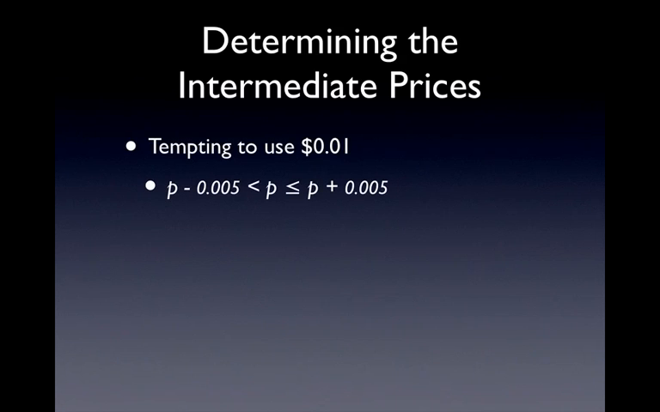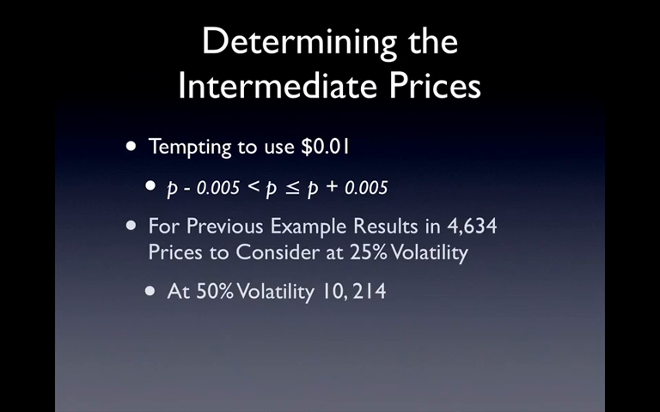Since a stock price cannot move less than 1 penny, it may be tempting to pick a small interval around a penny. For example, the interval at a half cent above and below the price will yield a very precise probability. In the examples, the range from $31.94 to $78.28 would result in 4,634 prices to consider. If the volatility were to increase to 50%, the number of calculations goes up to 10,214. As it turns out, the differences in the probabilities using the 1 cent range are so minuscule that the extra computations are not worth the effort.